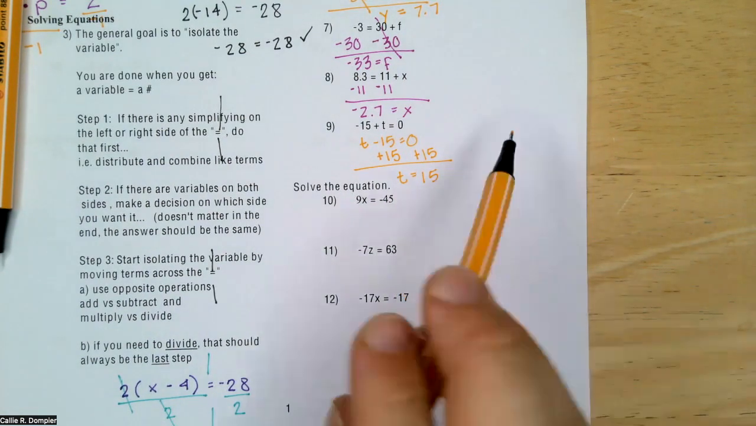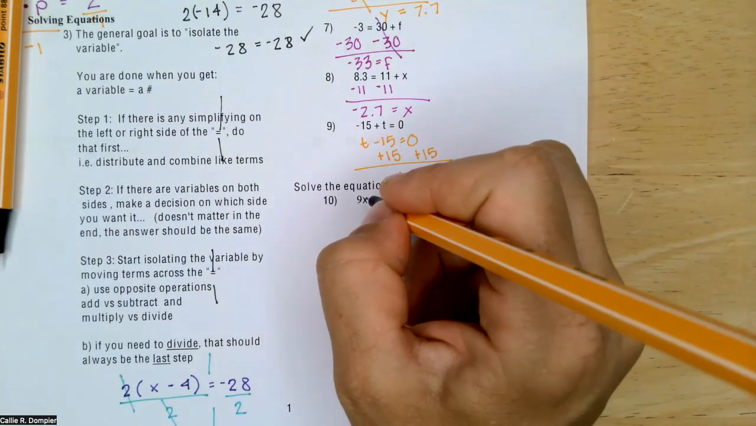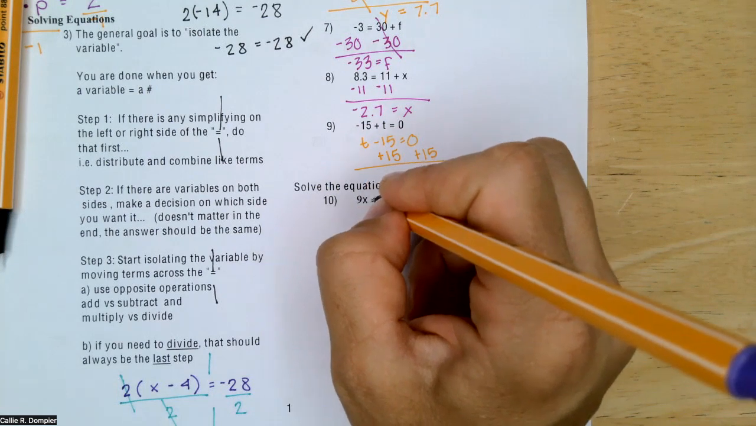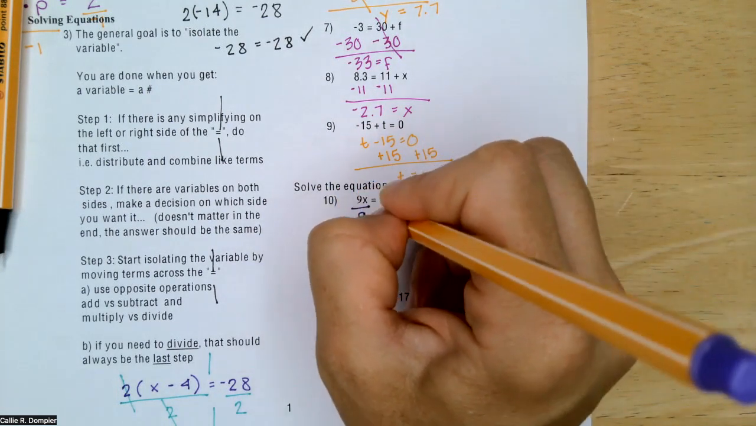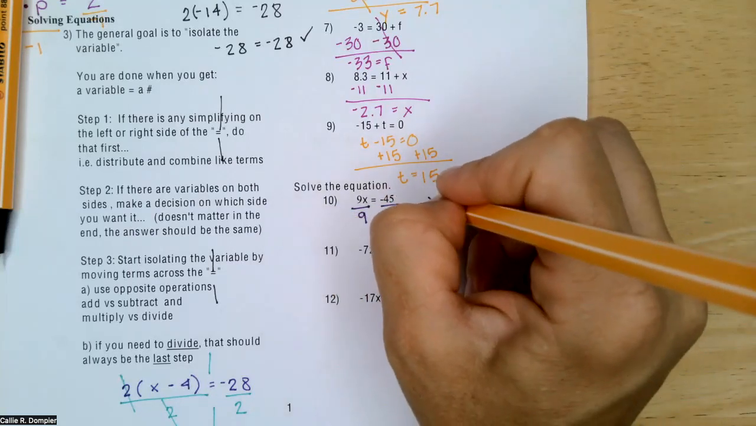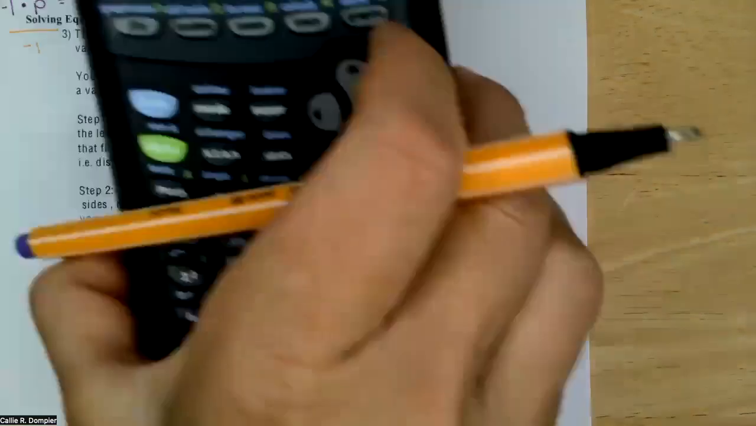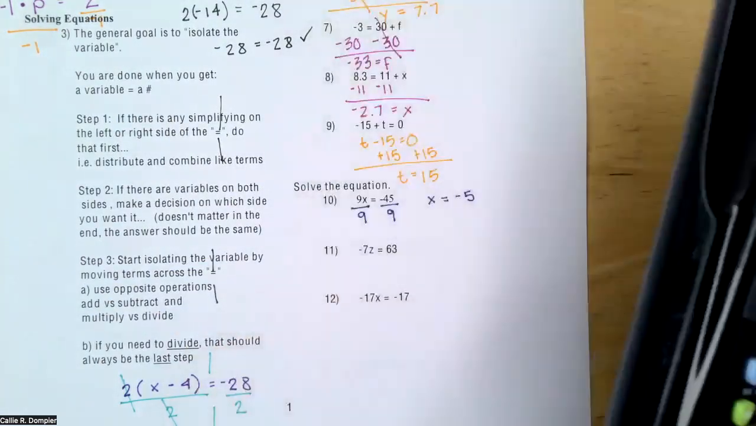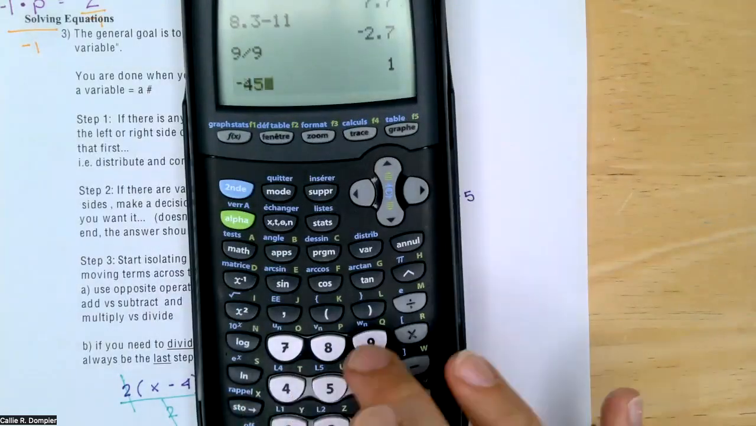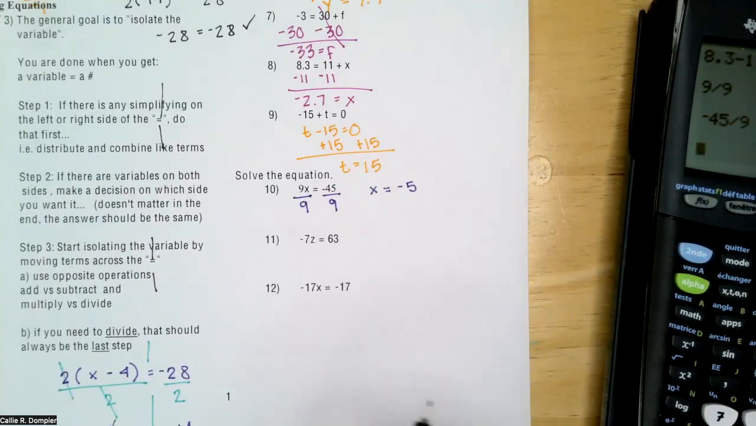All right, so those were addition and subtraction. Now we're going to get to multiplication and division, okay? Division is a little harder than multiplication. So 9x equals negative 45. X is being multiplied by 9, so we just divide it by 9. X equals negative 5, right? Because 9 divided by 9 leaves us with 1x, and then negative 45 divided by 9 leaves us with negative 5. X is negative 5.